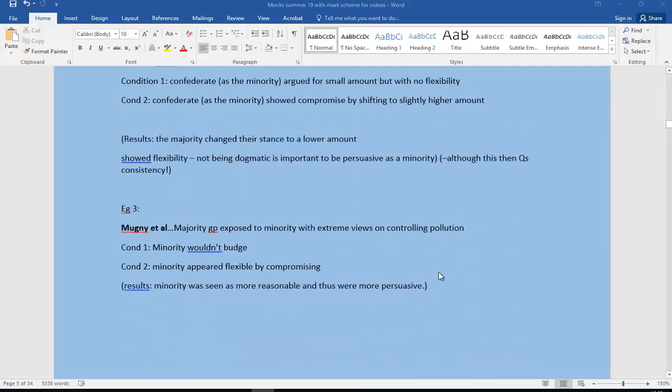If we wanted some more revision material in terms of studies to support minority influence, we could also use the Mugny study. Mugny, basically a majority group exposed to minority views, their extreme views on controlling pollution. And in condition 1, the minority wouldn't budge. In condition 2, the minority appeared much more flexible by compromising. And what they found was the minority was seen as more reasonable, and therefore they were more persuasive. So this is really just in case you needed more material for minority influence.